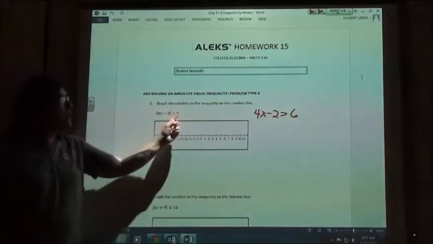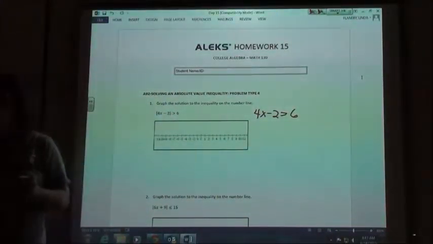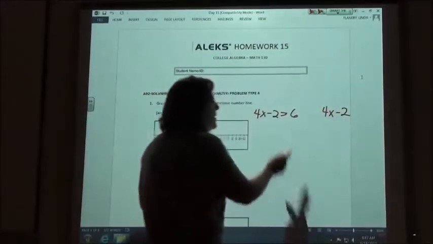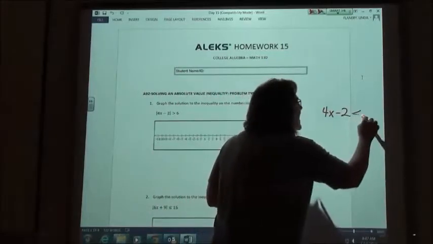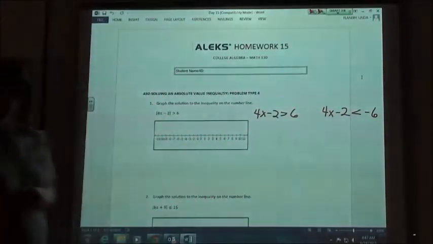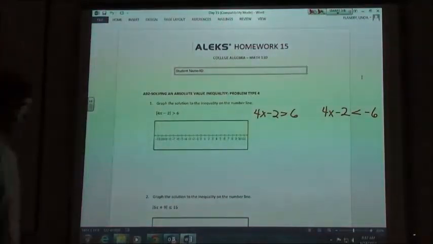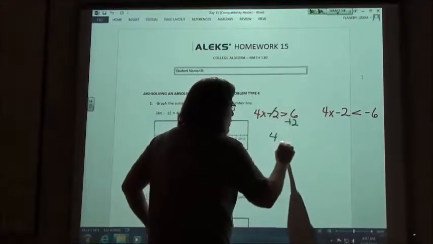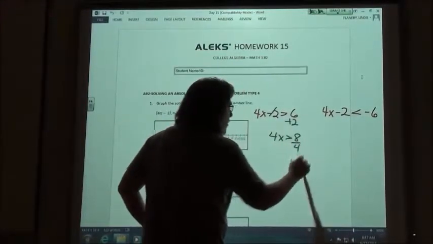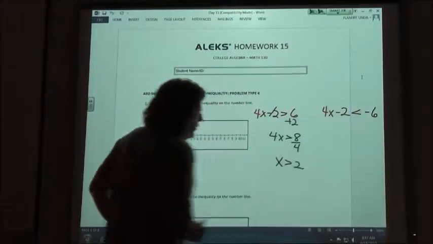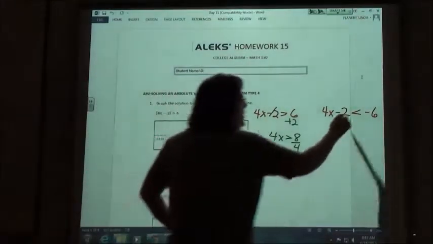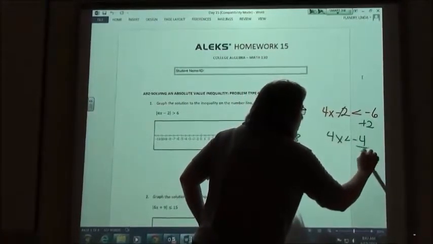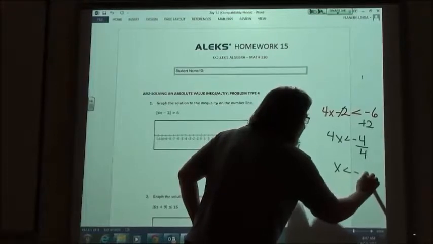The second one, when you do the negative, you're just going to reverse your inequality symbol. So the 4x minus 2 will stay the same, but instead of being greater than 6, we're going to do is less than negative 6. And then you just solve them like you normally solve everything else. So I would add my 2, 4x is greater than 8, and divide by 4, so x is greater than 2. Same thing on the other one. I'm going to add my 2, 4x would be less than negative 4, divide by 4, x is less than negative 1.